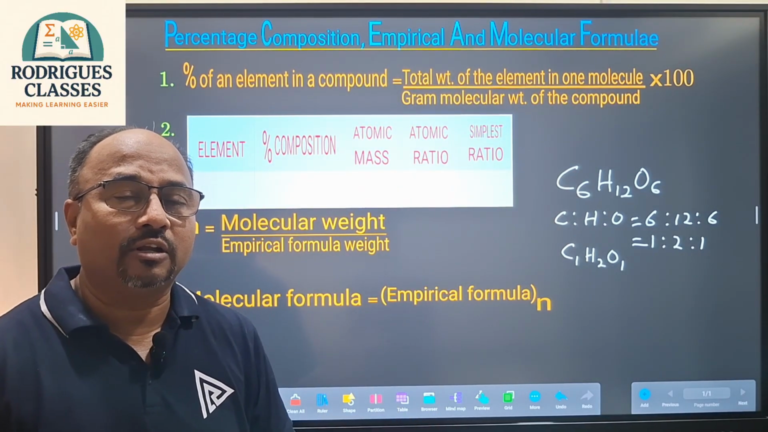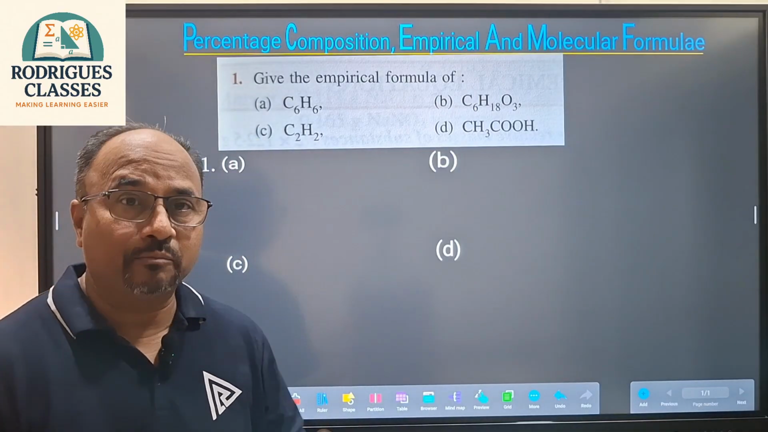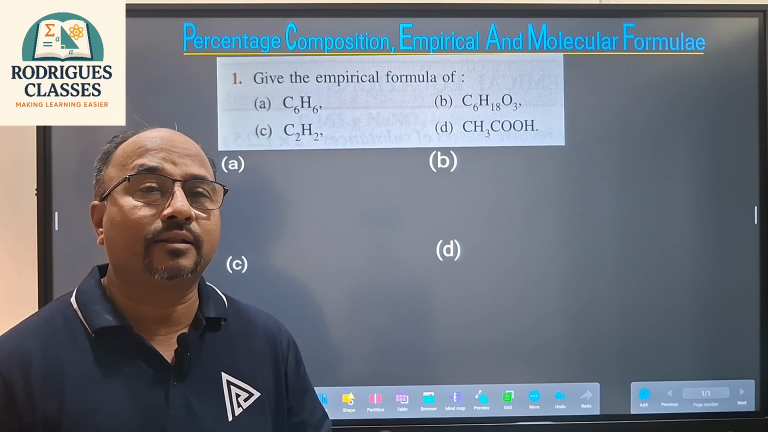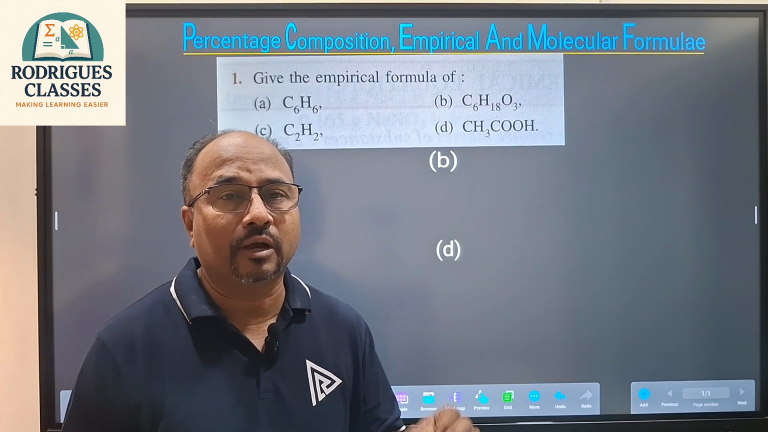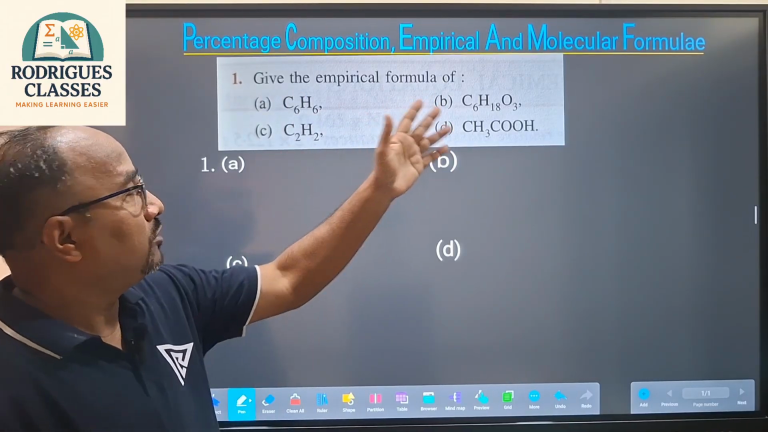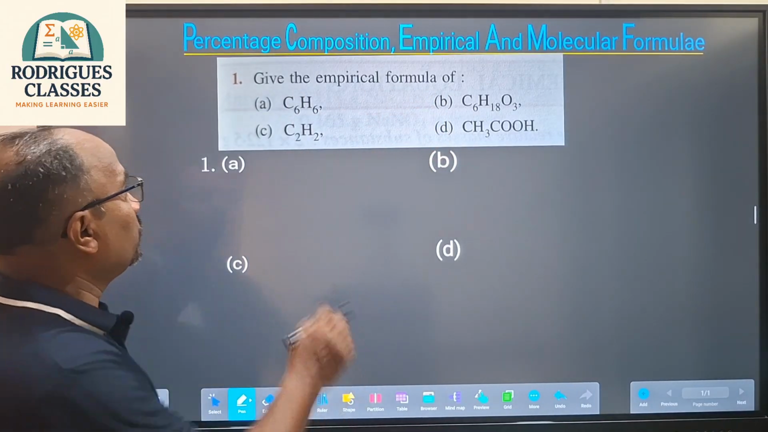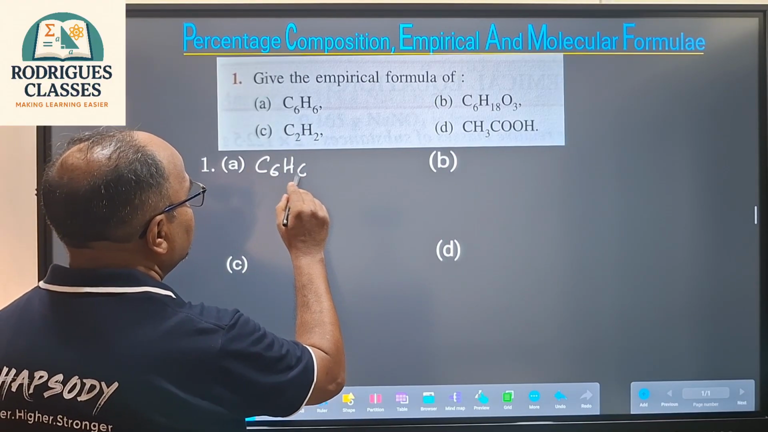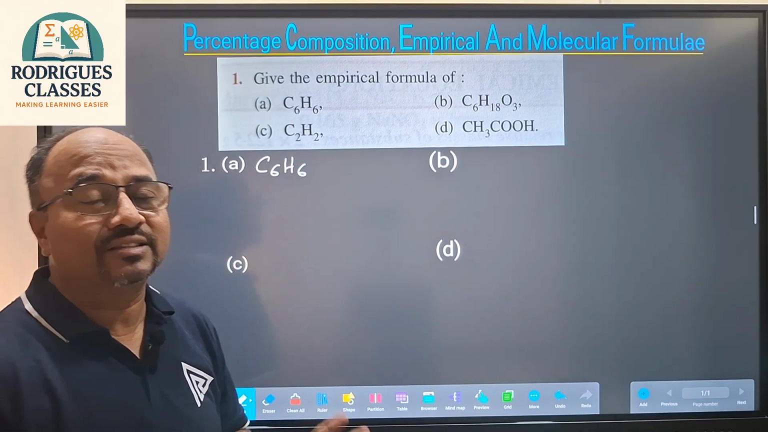So let us proceed now to work out the numerical. Coming to the first one, which is a very easy numerical, just to write the empirical formula of the compounds which are given. Give the empirical formula of all these 4 of them. So we write the first one, C6H6. You can see both are having 6, 6.